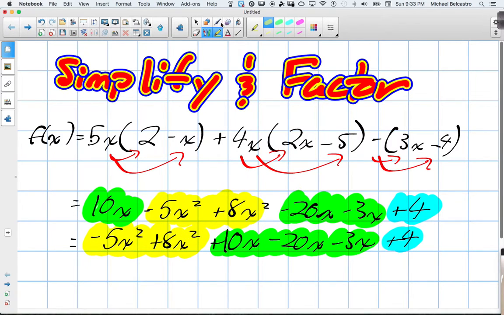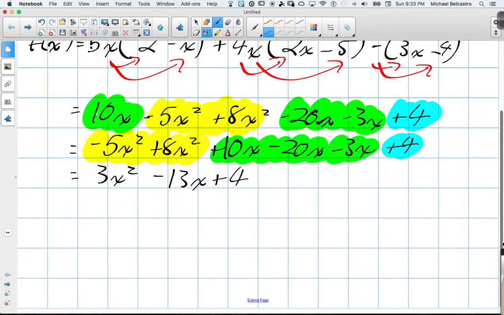So we'll collect these like terms. -5x squared plus 8x squared is just 3x squared. 10x minus 20x is -10x. Minus 3x is -13x. And plus 4. Okay, this is a trinomial. There are 3 terms. Factoring might be a little difficult here.